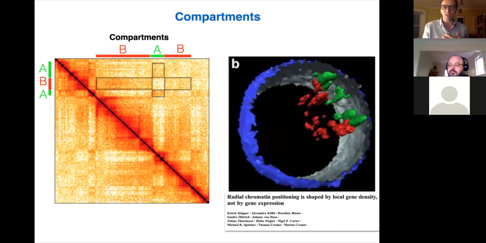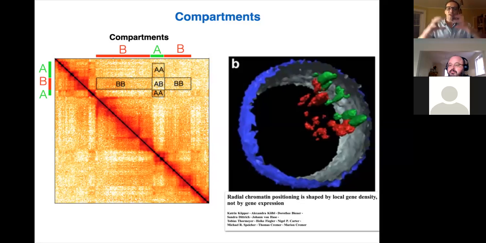Microscopy imaging has shown us that A regions are typically in the center of the nucleus. Sorry, the colors are swapped between the left and right. It's my bad. A regions are typically in the center of the nucleus, and B regions are typically at the nuclear periphery. That will be important for the next discussion. These regions are called compartments.